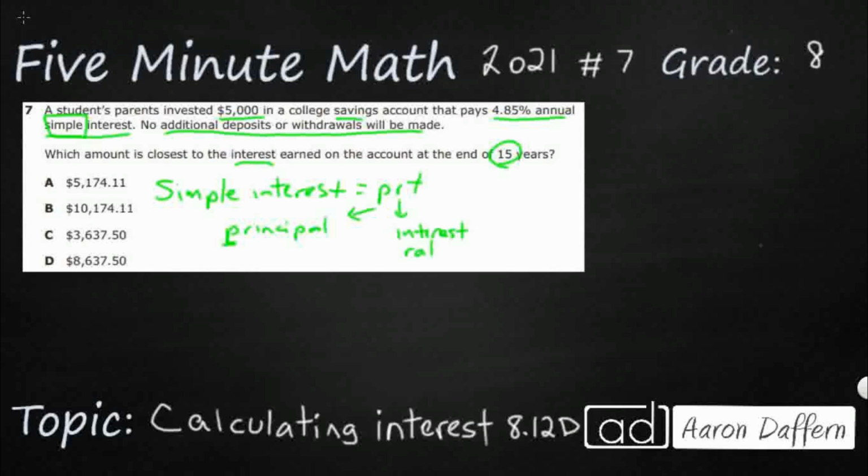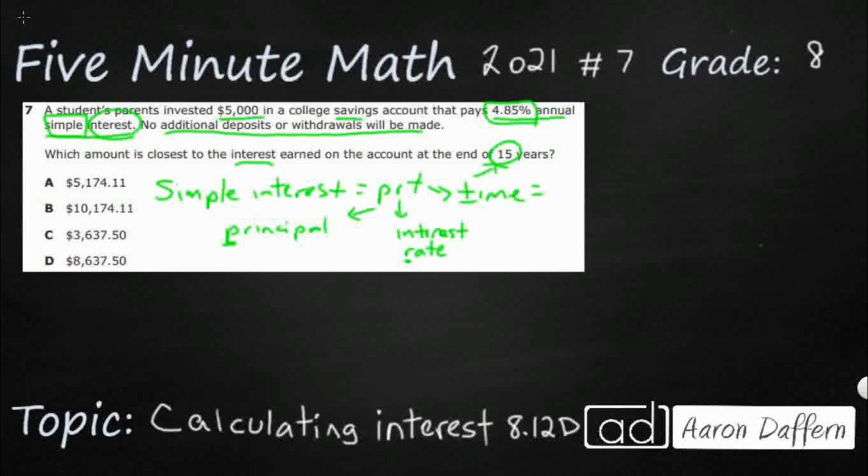Sometimes we'll just abbreviate it as R, rate. Interesting thing is the word rate doesn't even appear in this problem. It's that interest right there. It's that 4.85. Always given in a percentage. And then this T is going to equal the time. How long? There's that 15 years right there.